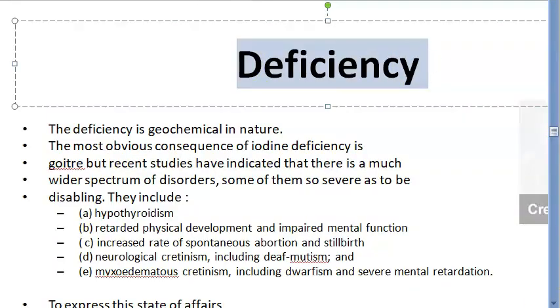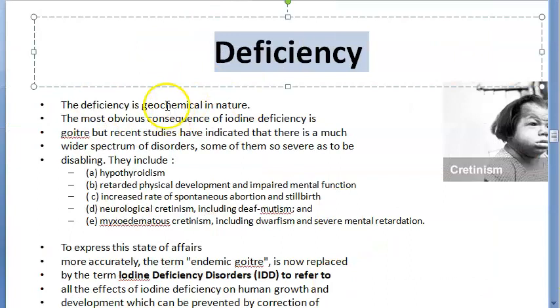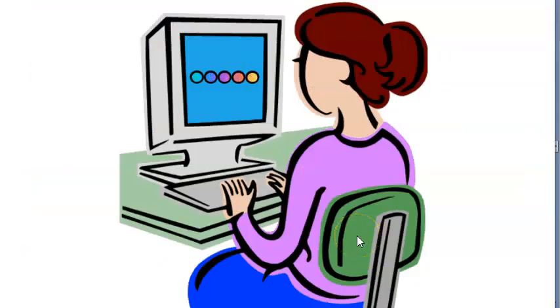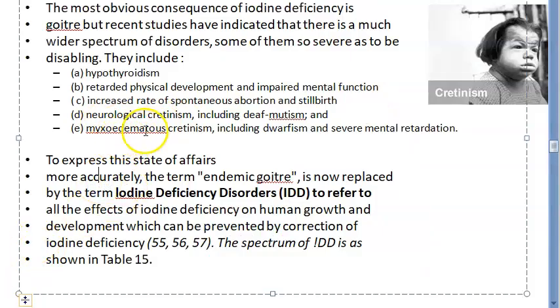So the deficiency of iodine is geochemical in nature. Why? Because it is in soil, etc. And if it is not there, then probably it will be less in the people. See, what is mixed edematous cretinism? What is myxedema, first of all? I think myxedema, they are referring to hypothyroidism in adults. Guys, myxedema is swelling of skin, underlying tissues, etc., with a waxy consistency. All this probably because of hypothyroidism. So here they are saying myxedematous cretinism. They are including both: dwarfism with severe mental retardation.